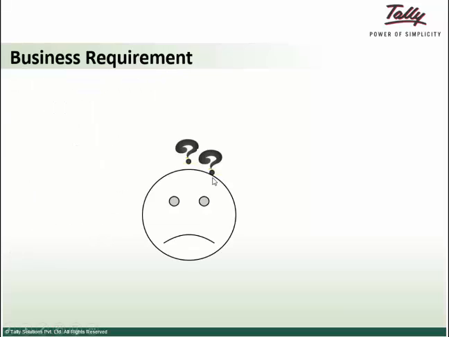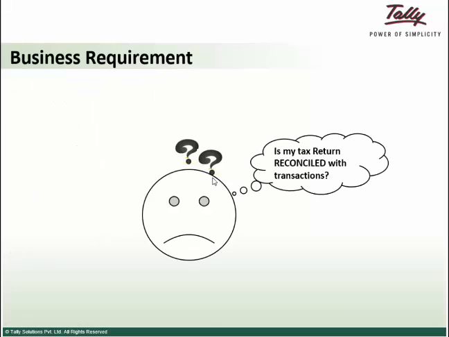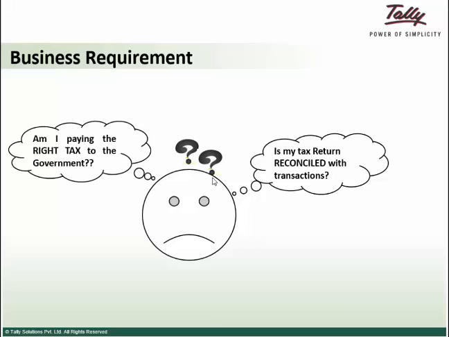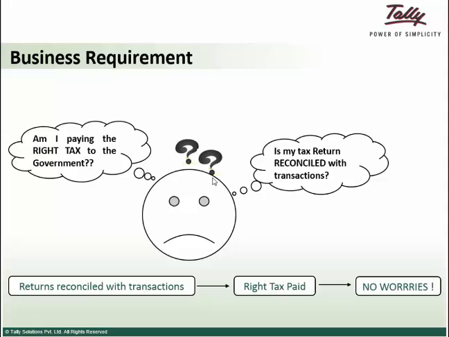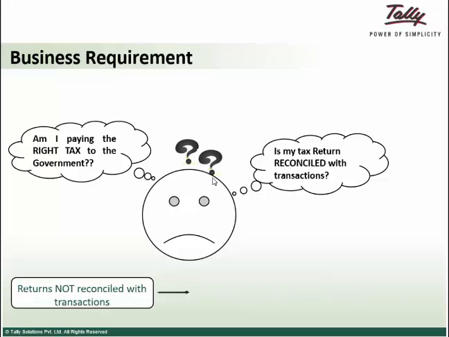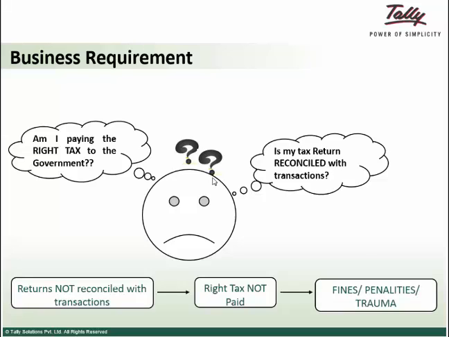The two big questions that a businessman asks himself are, is my tax return reconciled with the transactions? And am I paying the right tax to the government? If returns are reconciled with transactions and the right tax is paid, there is never a problem. But if errors are discovered in the returns or if the wrong tax is paid to the government, there are penalties and fines in addition to the harassment he goes through.